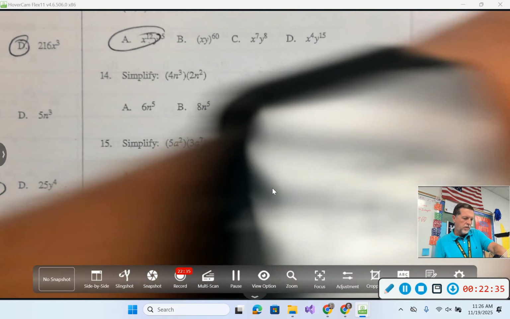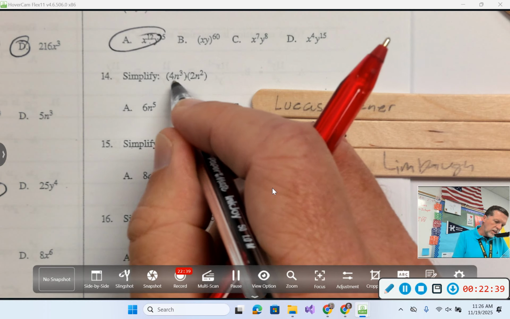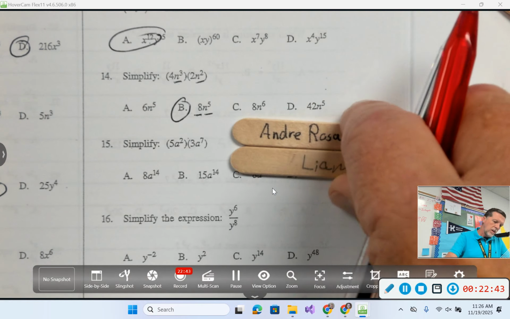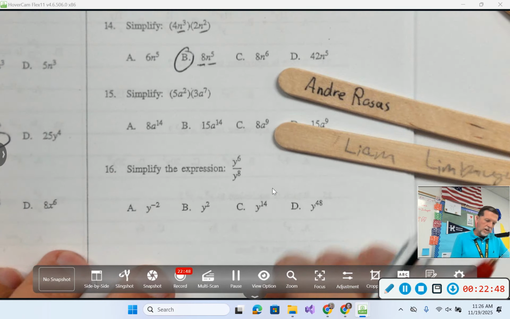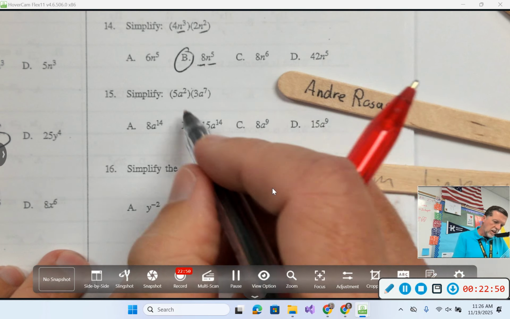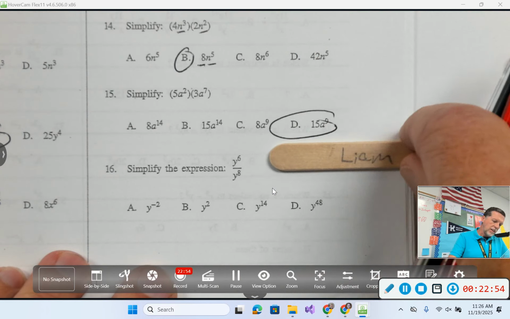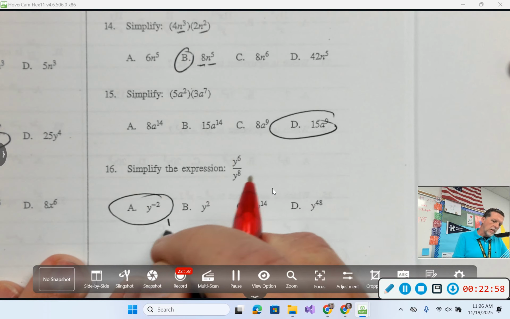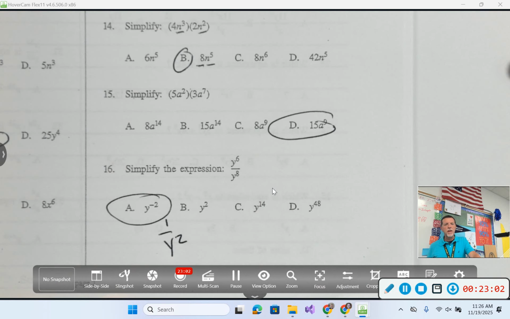Lucas, number 14. E. 4 times 2 is 8. N cubed, n squared is n to the 5th, so yes, B. Andre, number 15. 5 times 3 is 15. 2 plus 7 is 9, so yes. And then Liam, number 16. A. A lot of times we would rather 1 over y squared, but that wasn't an option, so yeah, A is fine.